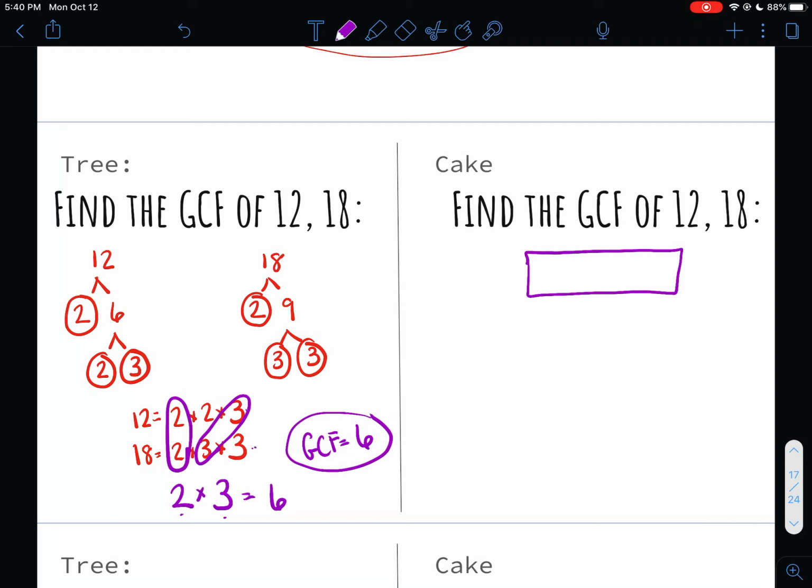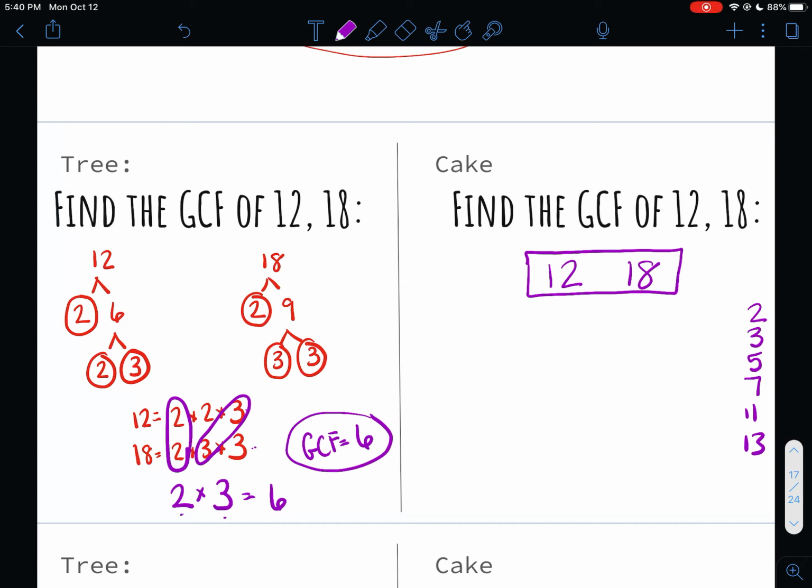So you're going to start by drawing the first layer of cake and you're going to put 12 and 18 inside. So do that now in your notebooks for me. So I always like to write my list of prime numbers so I don't forget them.